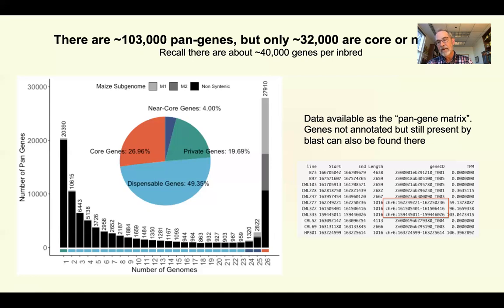In some cases, the annotation pipeline did not annotate even genes which are known to be present in all inbreds. So we knew that to be an error, so we went back and checked just to make sure that the gene was absent by doing BLAST alignment, and found in many cases that the gene was there, it just wasn't annotated. In those cases, the gene is indicated only by coordinates. If you want to find this information, you can find it in the pan-gene matrix.